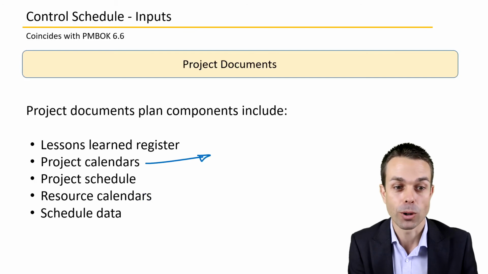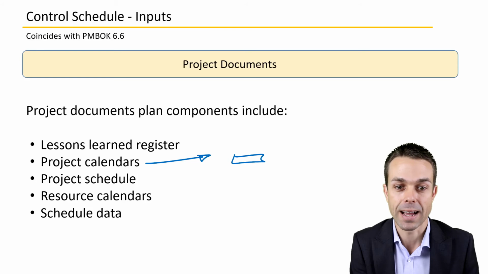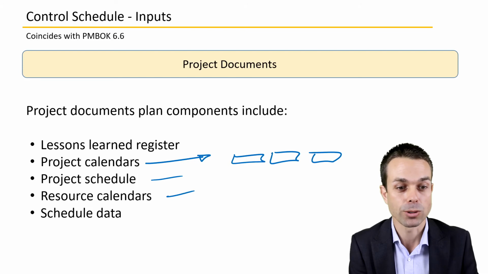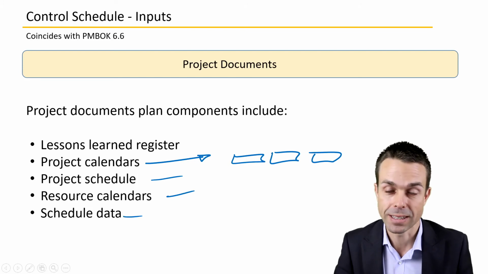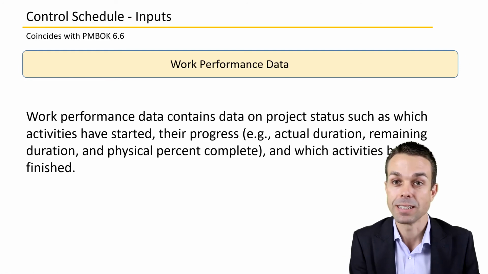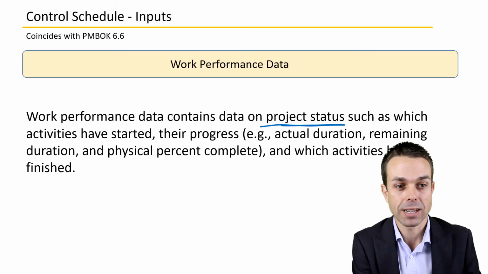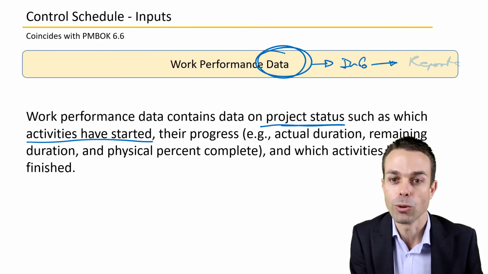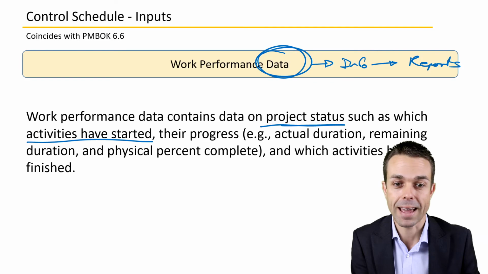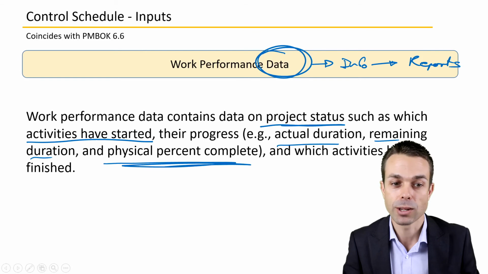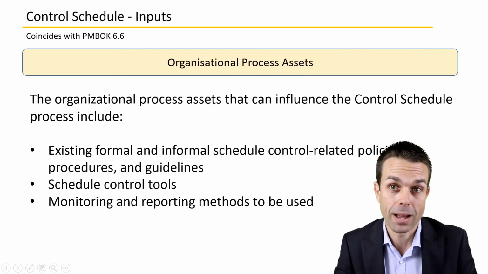Our project documents will be an input as well, where we've got things like the resource calendars, so the project calendar as well, so what's the time frame looking like for our particular project schedule, resource calendars, and schedule data that we'll see come up along the way. Work performance data, so this is how our project is tracking, the project status, so which activities have started. This is the raw information, remember, so data goes into information, goes into reports. And we need to know things like the actual durations that have happened, remaining durations, and the physical percent complete for those activities that have or are about to be finished.